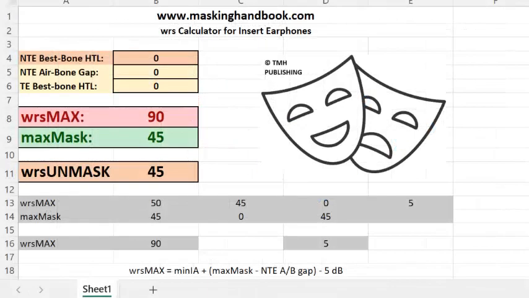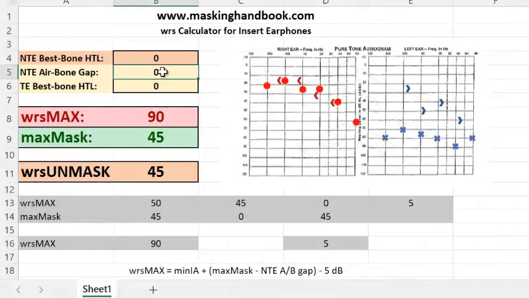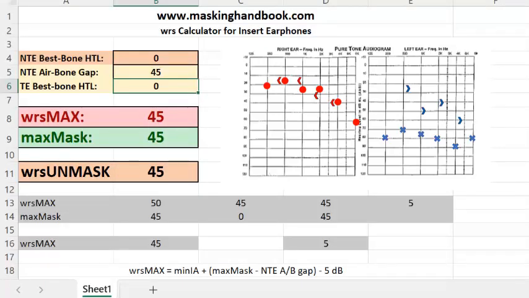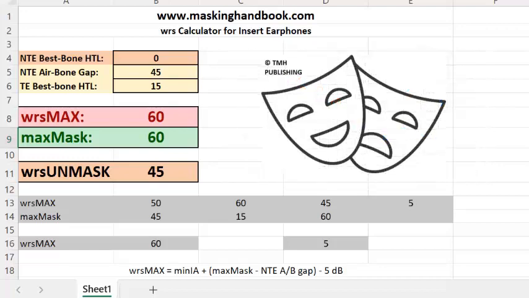All right, we have a non-test ear air bone gap of 45 dB and a test ear best bone of, what was that again? 15 dB. And so we have a wrsMAX level of 60 with a maximum masking level of 60 dB as well.